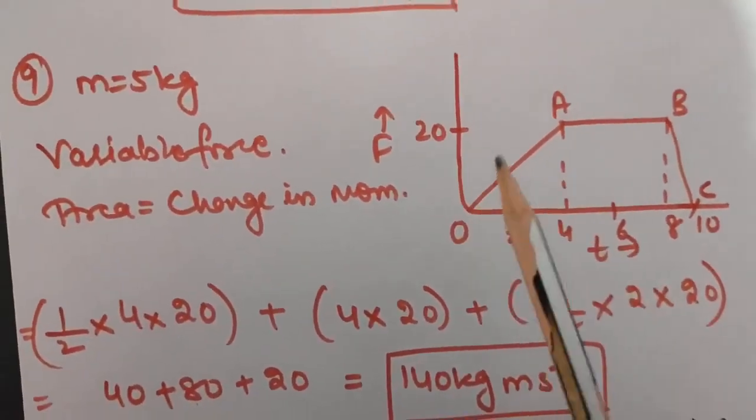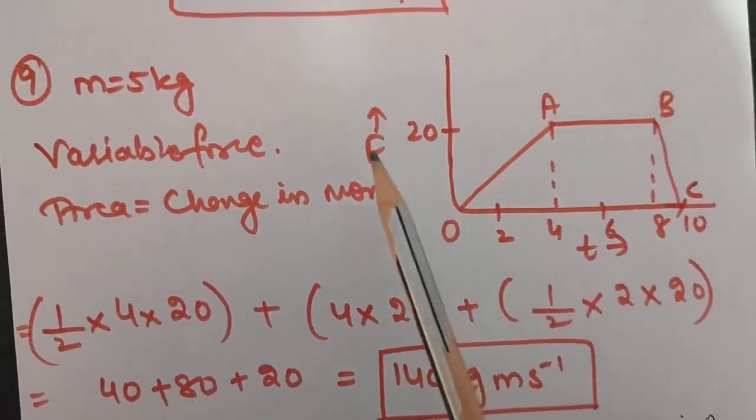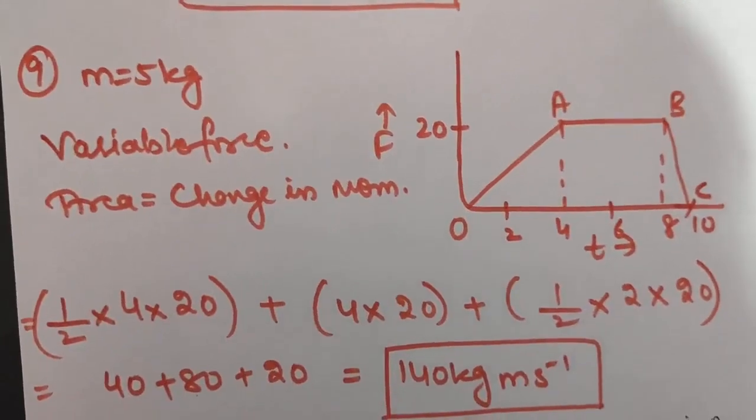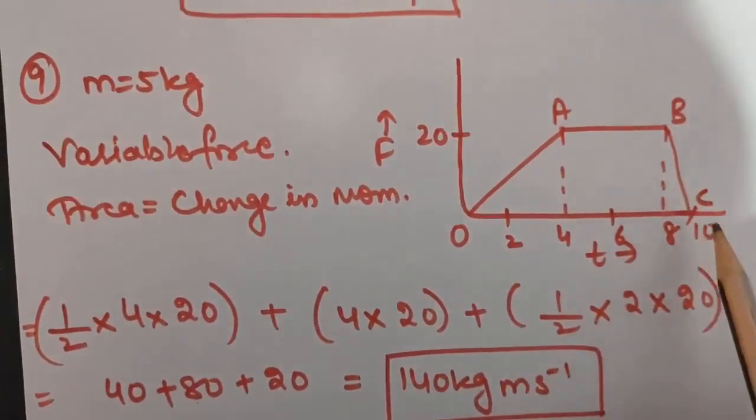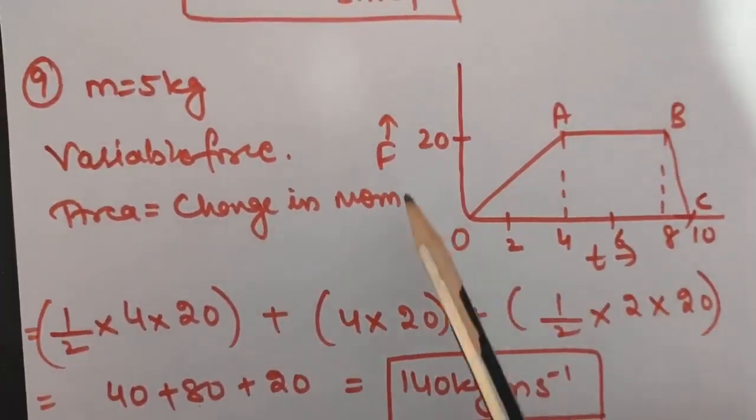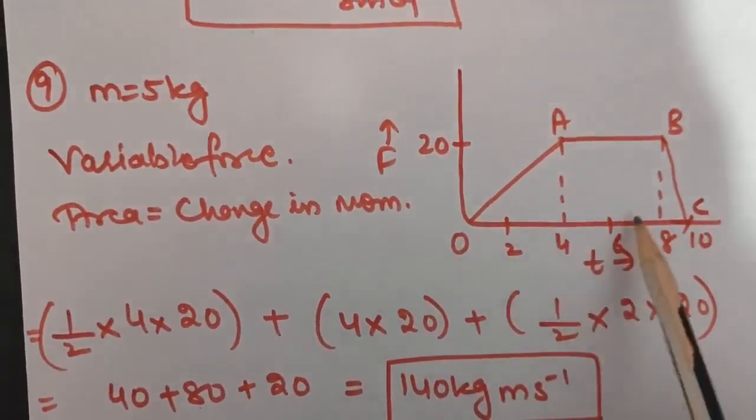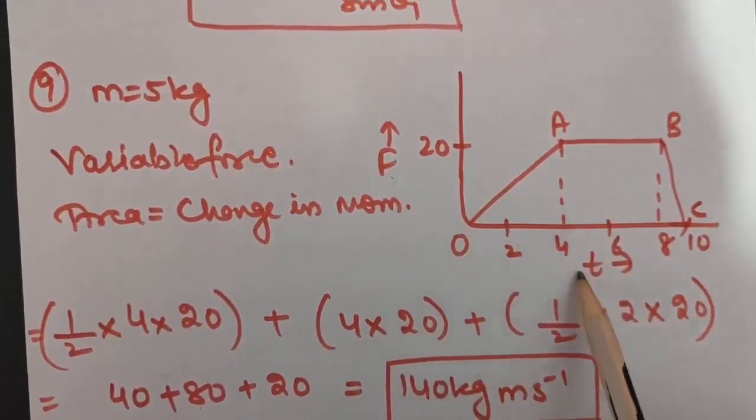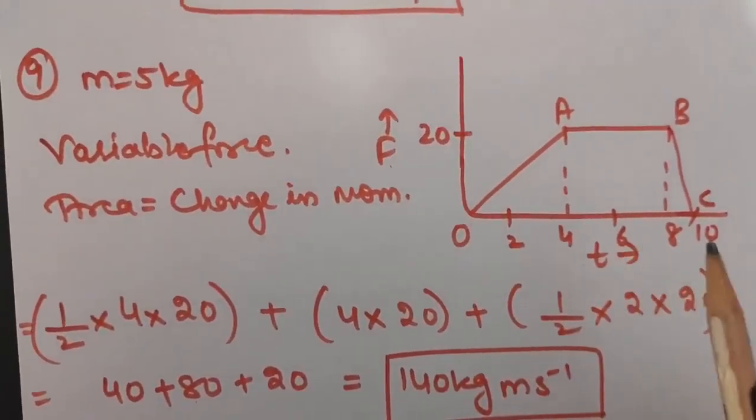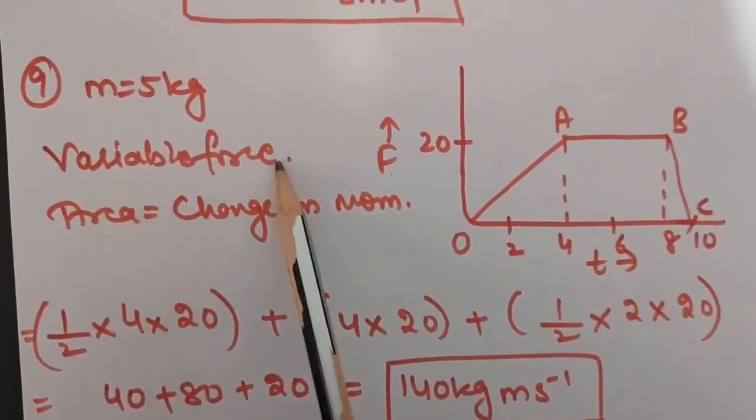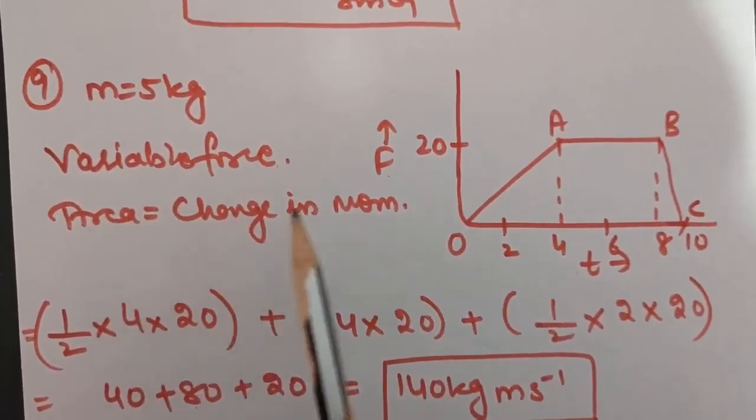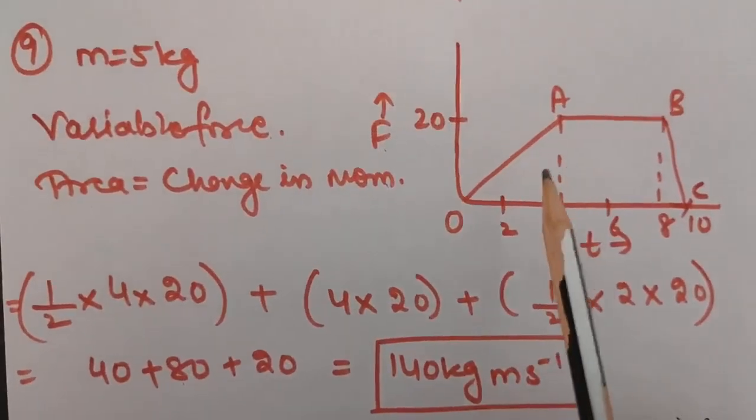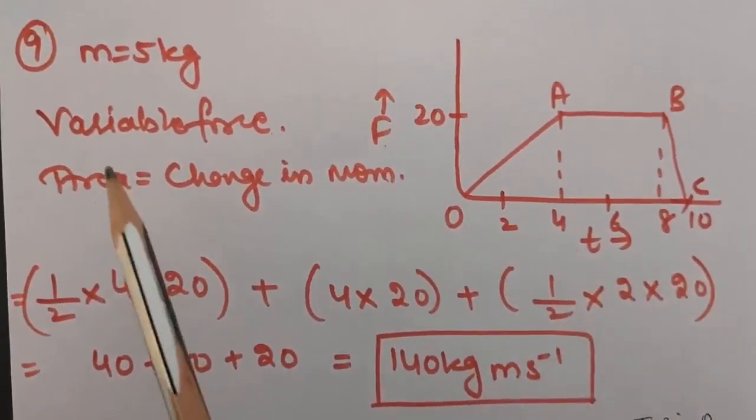In this, a graph is given to you between the force and time, and the mass of the block is also given. Then you have to calculate the momentum gained at the end of 10 seconds. Now clearly see, this force is a variable force. As you can see, it is changing with time. That means this force is the variable force. And as I have told you in theory lectures, for a variable force, area under the graph gives you change in momentum. Okay, so we have to just calculate in this case change in momentum by calculating the area.